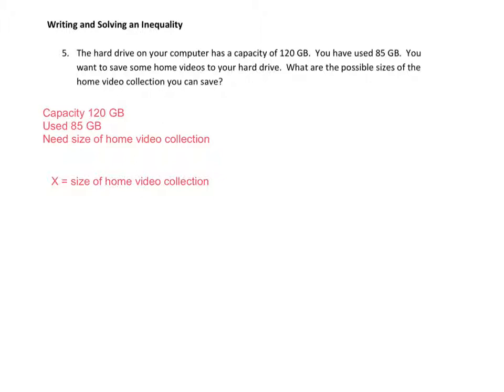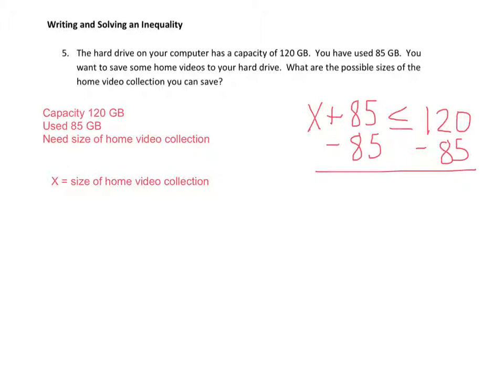Now, the capacity is 120 gigabytes. That means it's the most that the hard drive can hold. So if it's the most that the hard drive can hold, then whatever is on it has to be less than or equal to 120 gigabytes. Now there's already 85 gigabytes on there, and whatever size of the home video collection, those two added together will have to be less than or equal to 120 gigabytes. So now we go to solve. Minus 85 on both sides, and x is less than or equal to 35.